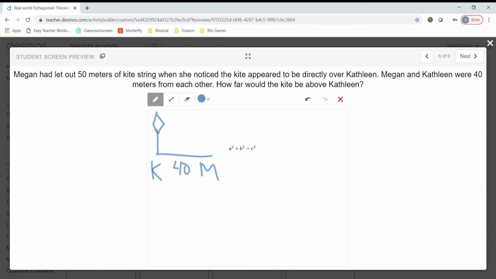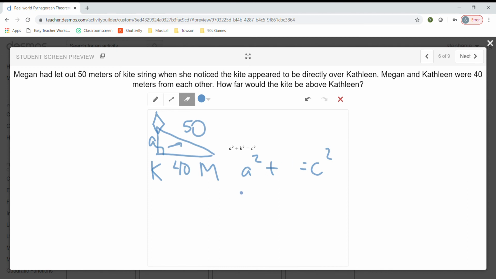We're not sure how far up the kite is above Kathleen, but we know there's 50 meters of string. That looks like 56. Let's change it to 50. Okay, so between the angle of where Kathleen and Megan are, and Kathleen to the kite is where your 90-degree angle is. So across from that is the 50. So the 50 is going to be the C. We have B because that goes side to side, so we're missing A for the height or the altitude. So A squared plus B squared equals C squared. A squared, we don't know.